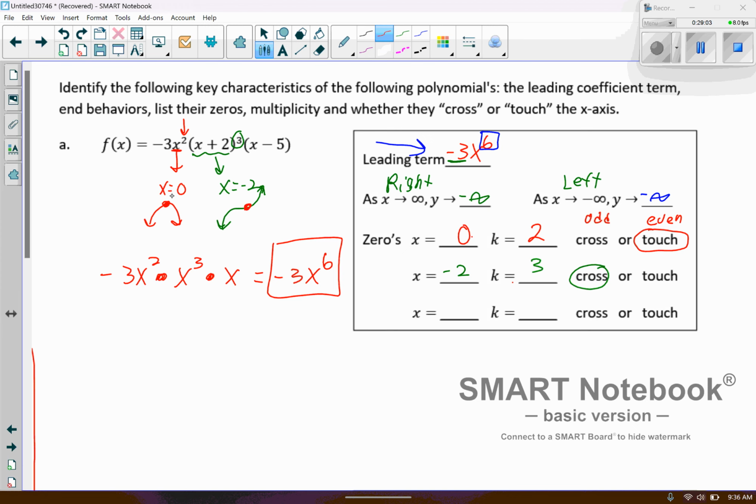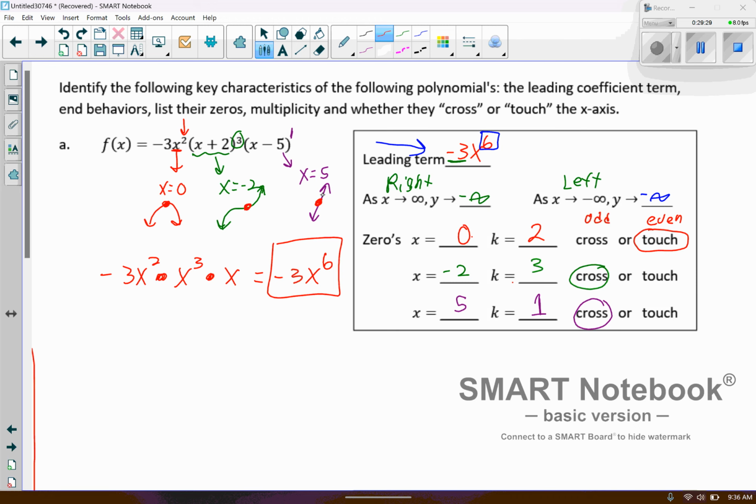And then my last x-intercept, at x equals 5, has a multiplicity of 1. It's just the exponent, which is understood as 1. So when x equals 5, we have a multiplicity of 1. If it's odd, it crosses. And that one's going to look like a straight line going through at that x-intercept.